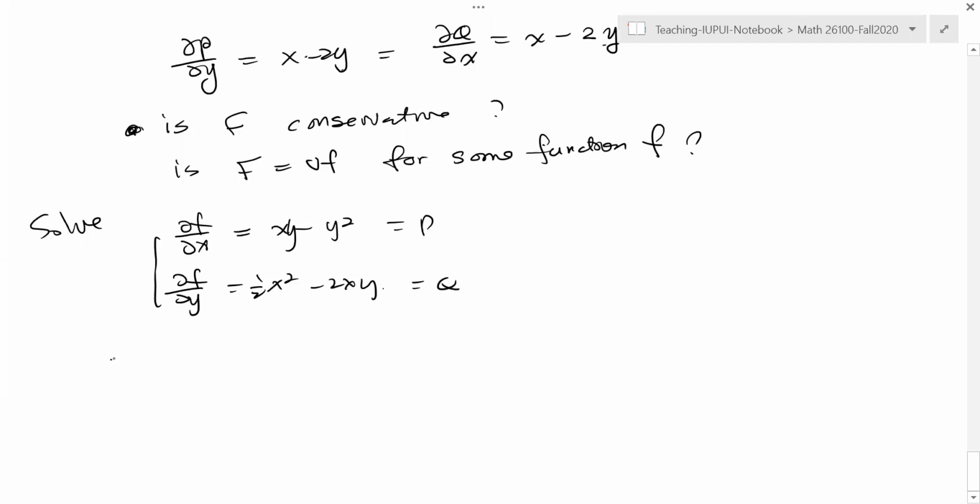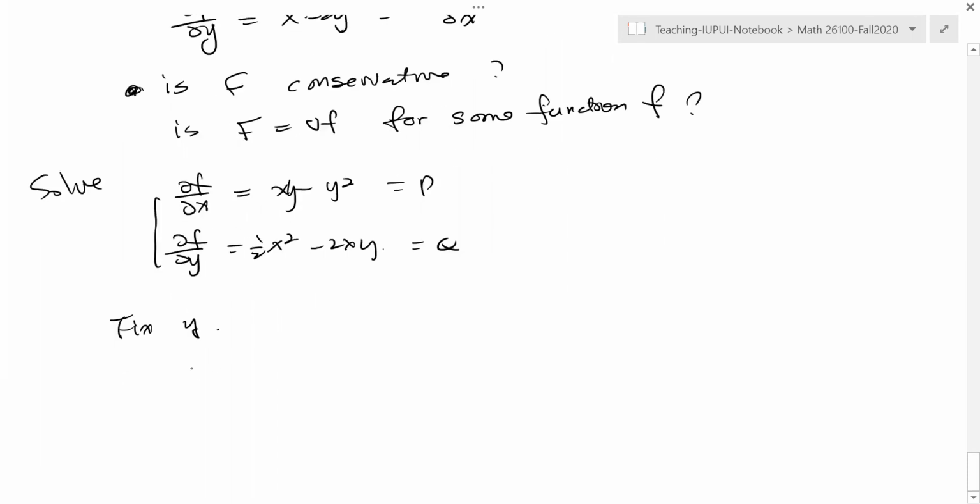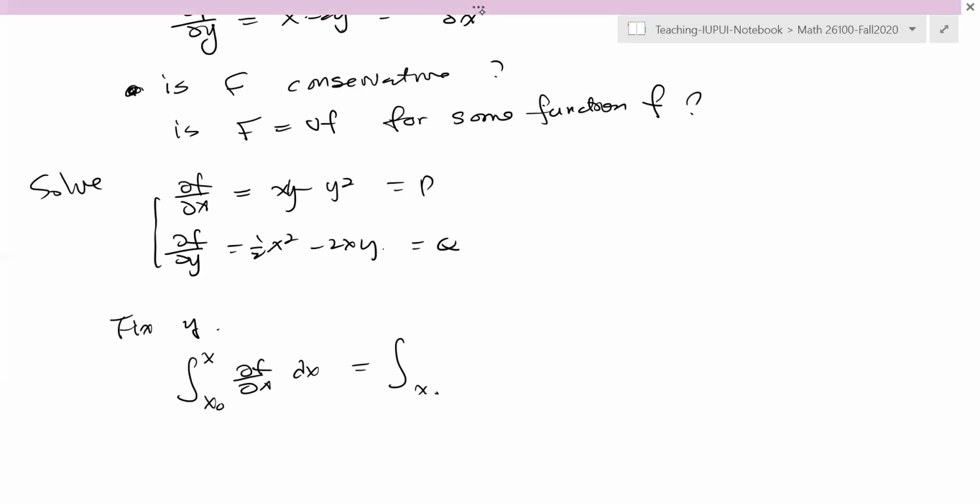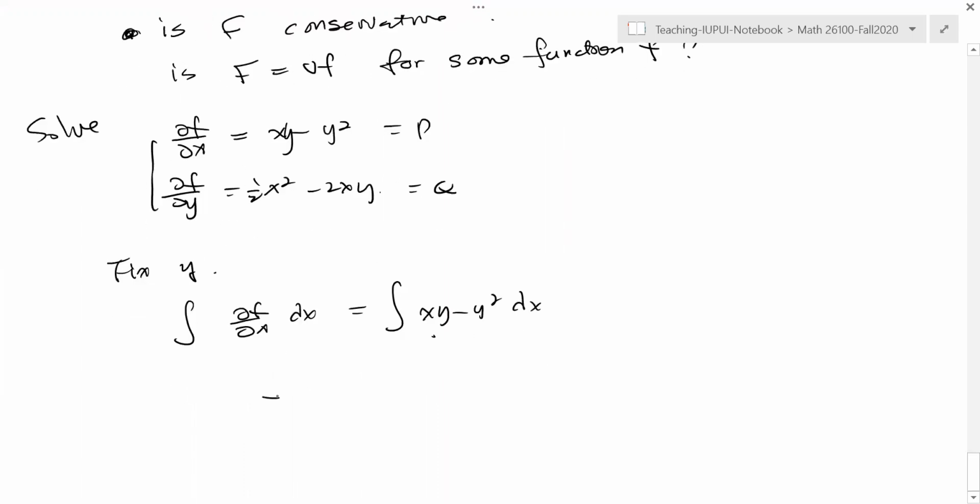Well, use the first equation and fix y. Then I integrate, from an arbitrary point, dx. But if you don't want to use a fixed interval, an indefinite integral is good enough. This is with respect to x, xy, y squared dx. So y is fixed. The antiderivative is half of x squared y minus y squared x. Don't forget plus a constant. So that means when you integrate, f of x, y is going to be something like that.